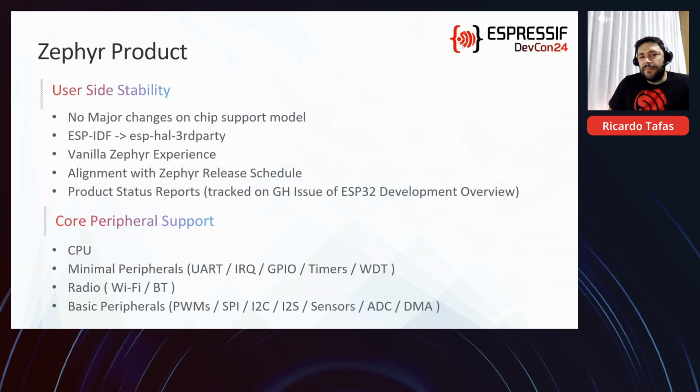User side stability, which means that we try not to break applications. We try to be consistent in our offer. For example, the migration from ESP-IDF to ESP-HAL third party as source for the code means that we got more agility and less confusion from the user side.